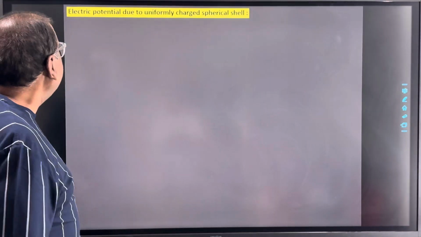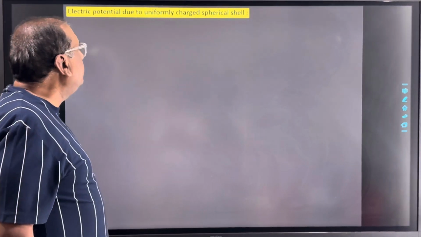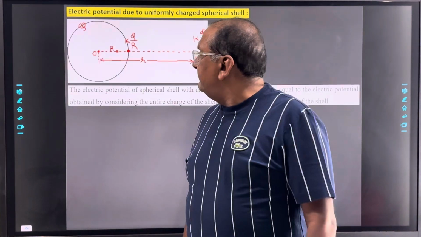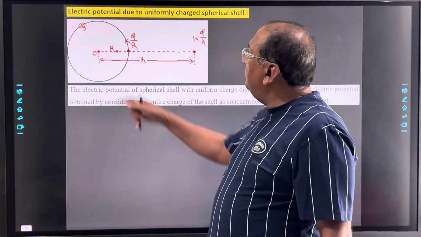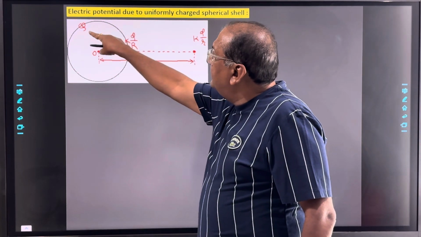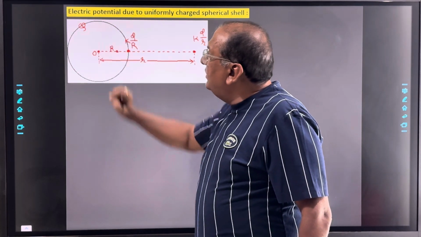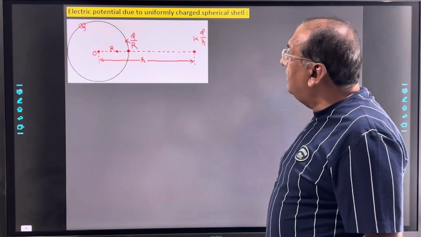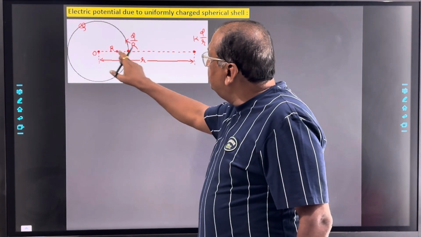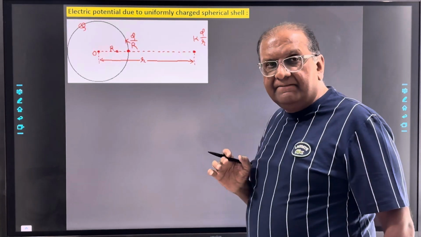Now the next topic is electric potential due to a uniformly charged spherical shell. Suppose, as shown in the figure, we have a uniformly charged spherical shell. A total amount of charge Q is uniformly distributed on this particular shell. The radius of the shell is capital R.